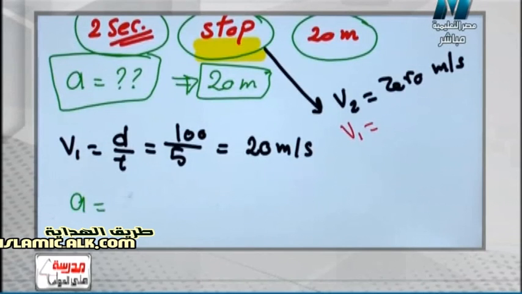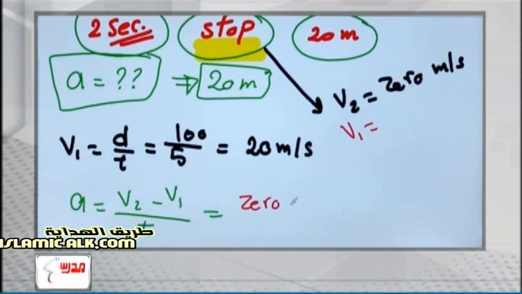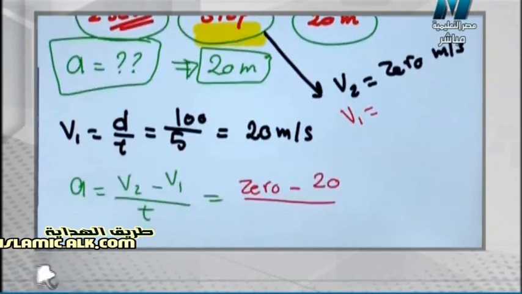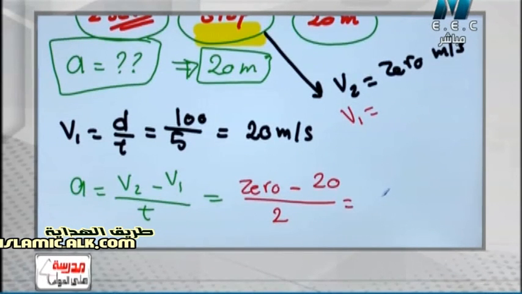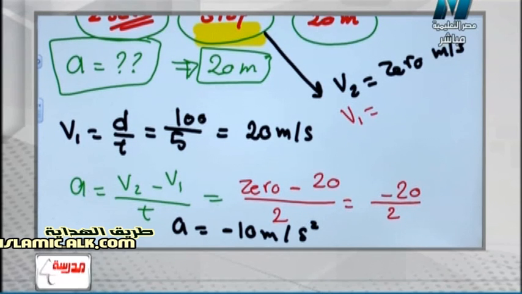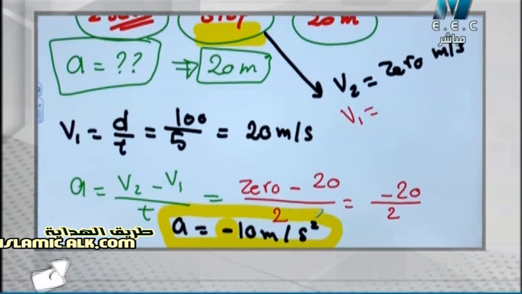Acceleration equals what? Equals V2 minus V1 over T. So V2 equals how many? Equals 0, don't forget, minus 20 over time, equals how many? 2 seconds. So we have here negative 20 over 2, so acceleration equals negative 10 meters per second squared. Be careful, acceleration is sometimes negative because we talk about negative acceleration, or deceleration, or decelerating motion.